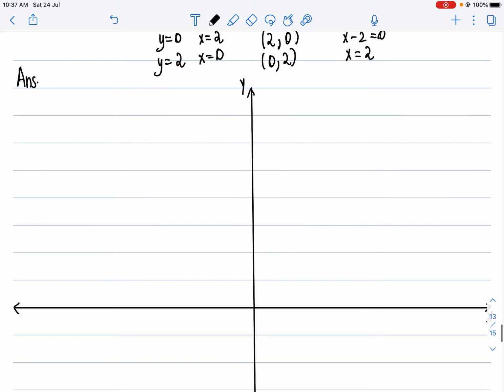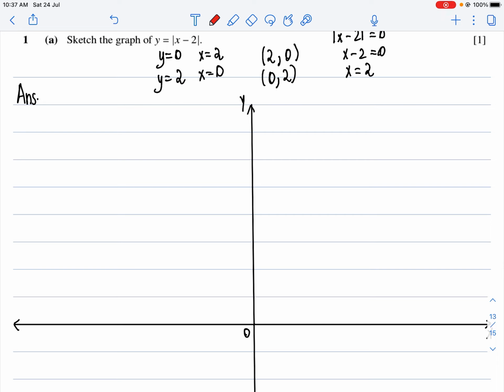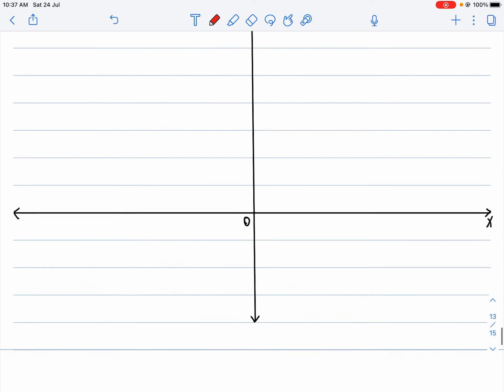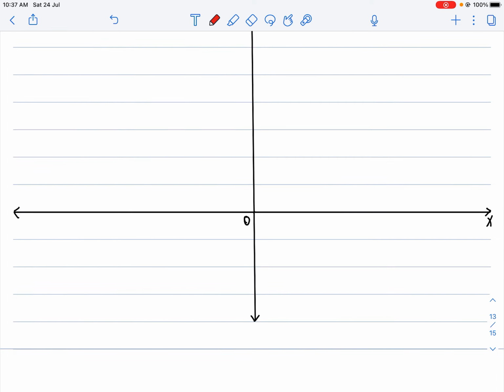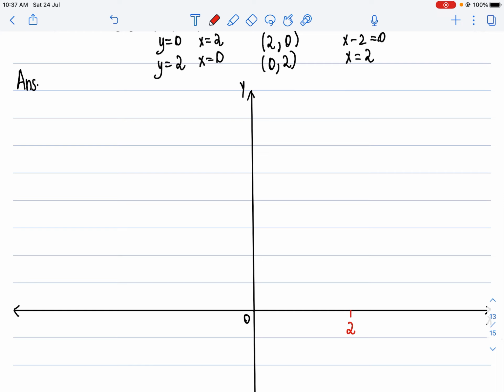Correct? So now to graph this, I have 0 somewhere here. First I'll simply do, let's say with a red pencil, 2, 0. Where does 2, 0 lie? Let's say it lies somewhere here. Or actually this is too close. Let's say this lies somewhere here. You don't need to make it to scale. It's just a sketch. And 0, 2 lies somewhere here. Correct? This is what I can simply do.